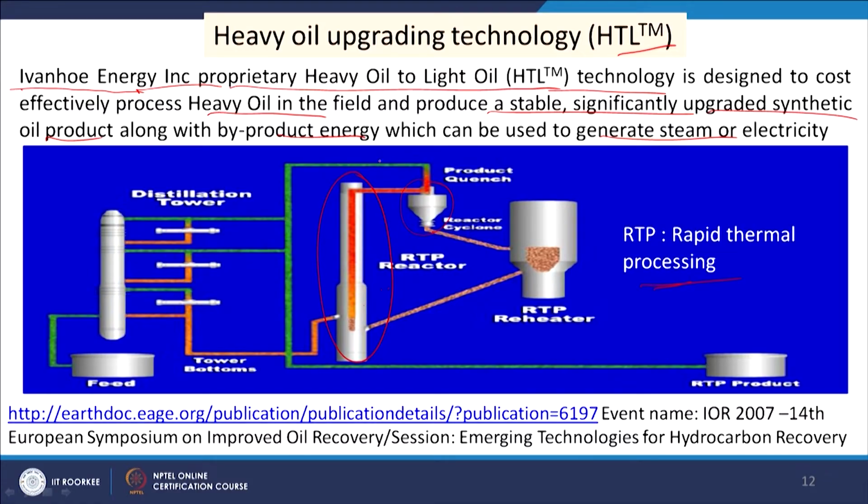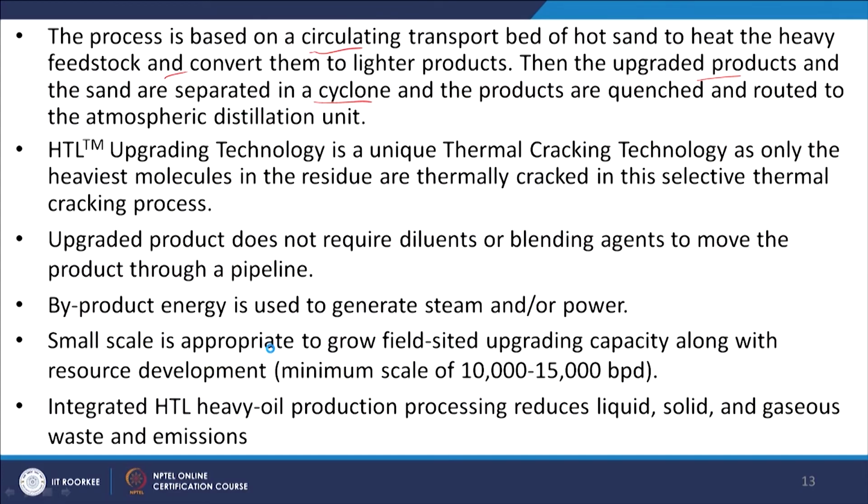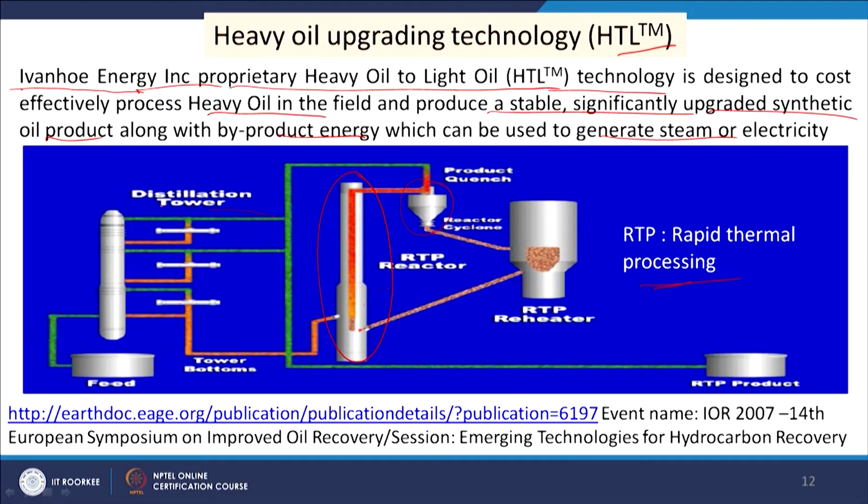So, upgraded products is going there and then it is again recycled back. So, this is the process that is going on, and here we are getting the synthetic crude, then cyclone, and the products are quenched and routed to the atmospheric distillation unit. Here, in this atmospheric distillation unit, we get some feed, we can get the product. This feed from the bottom we can send here and then it is going there. So, some heat recovery can take place here also.